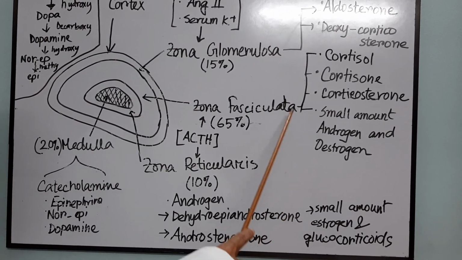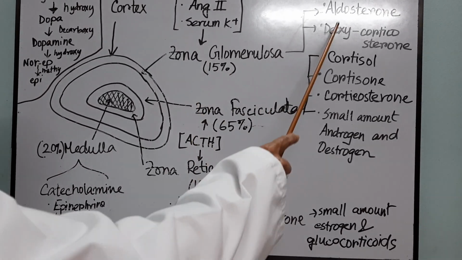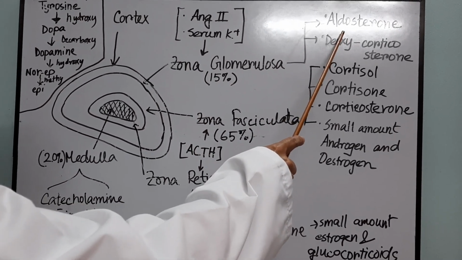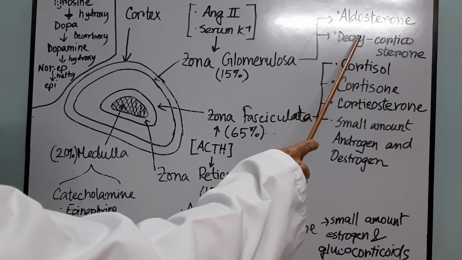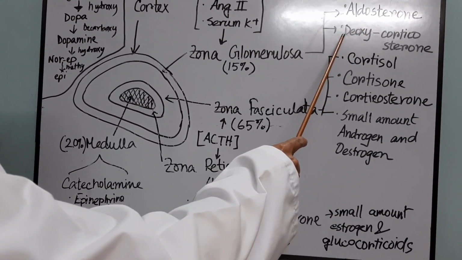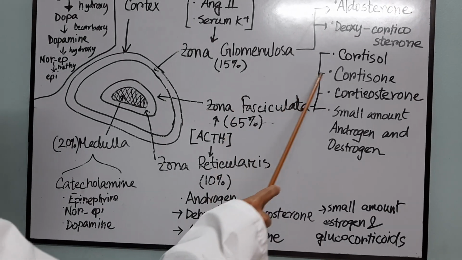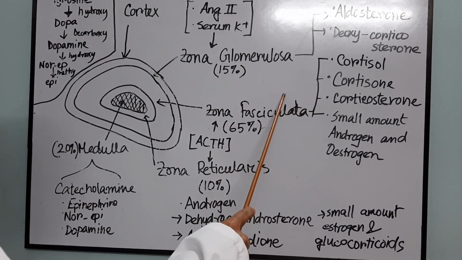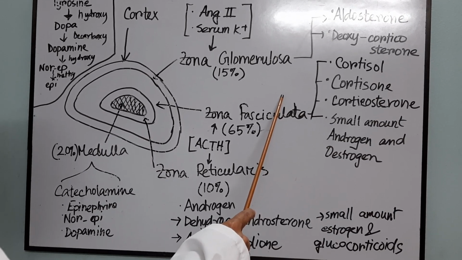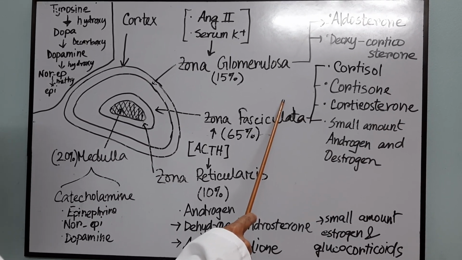Now, the main function of aldosterone is to retain sodium in the body as well as eliminate potassium from the body. Then the main function of glucocorticoids is that they have metabolic functions on protein, fat and carbohydrate.